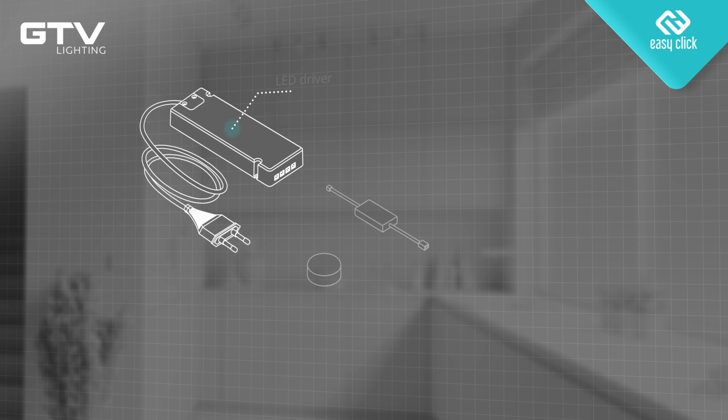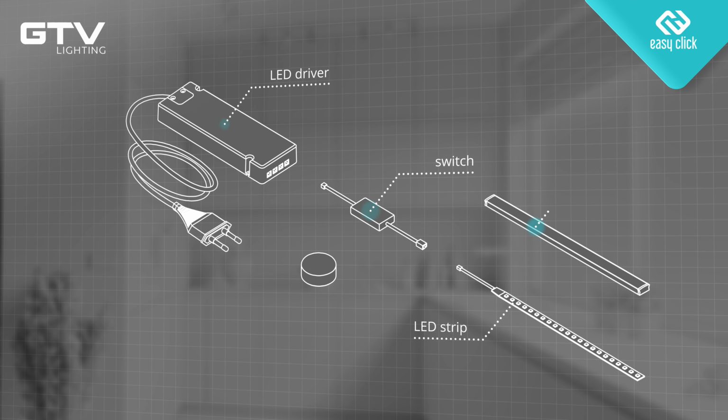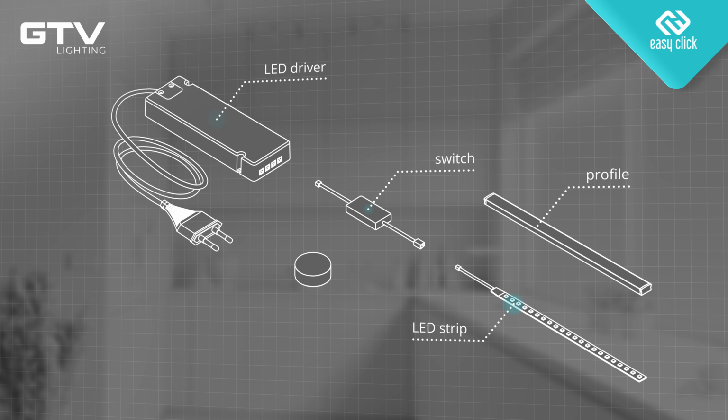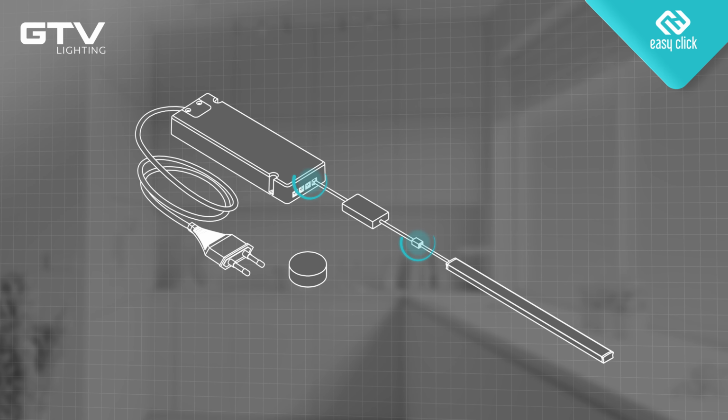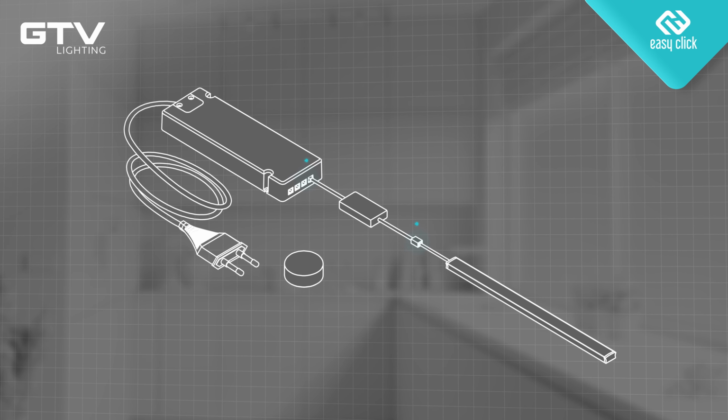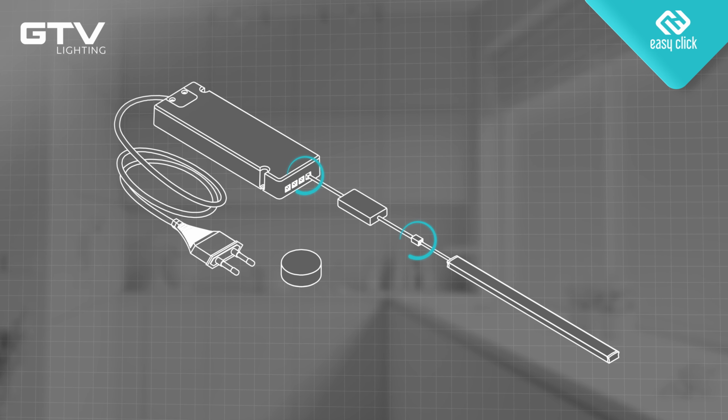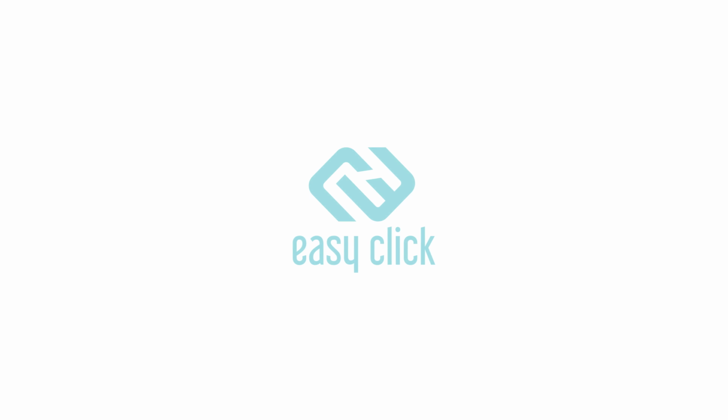The EasyClick system is a way to implement any lighting project. Predefined components, clear diagrams, and tool-free connection of elements will make any of your ideas come true easily and quickly. And what will yours be?